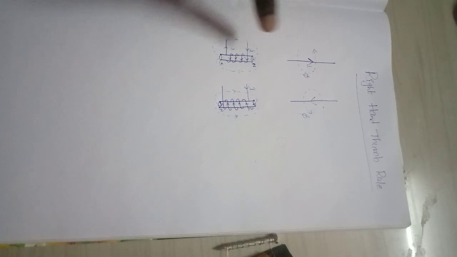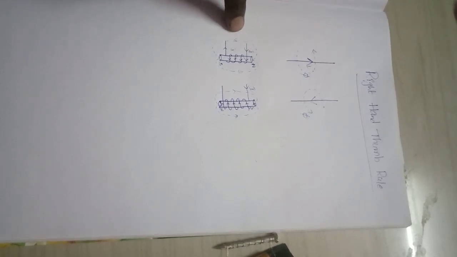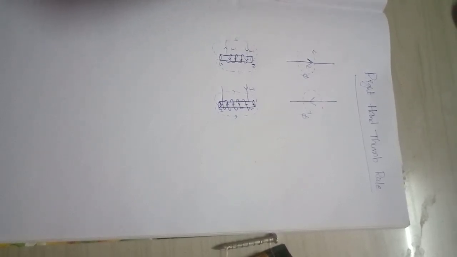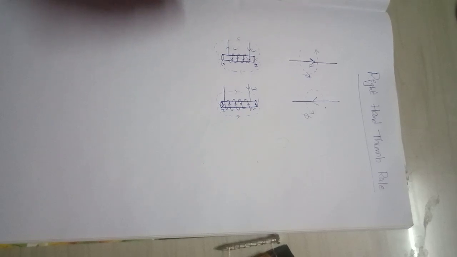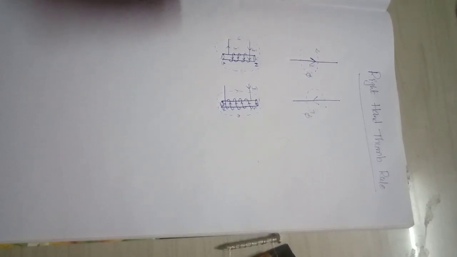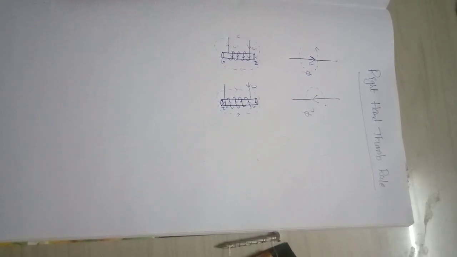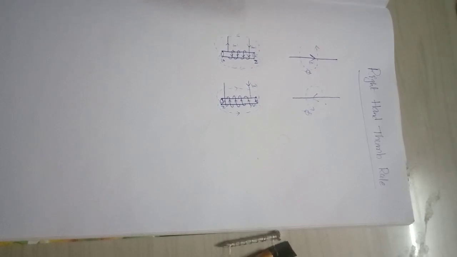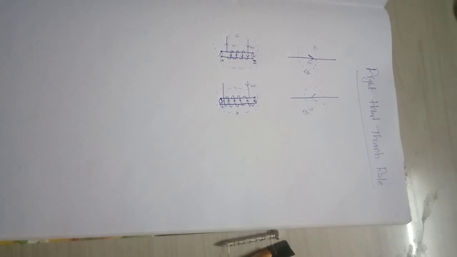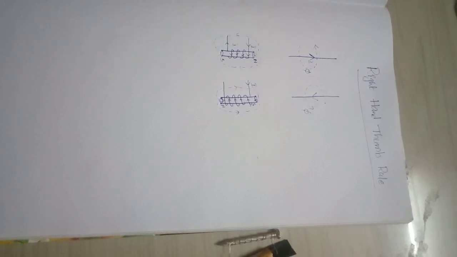So there are two ways of explaining the right hand thumb rule. When the thumb shows the current direction, the curled fingers will show the flux direction. When the curled fingers show the current direction, the thumb shows the flux direction. In both ways we can explain. Now we will see this right hand thumb rule with the help of a small experiment.